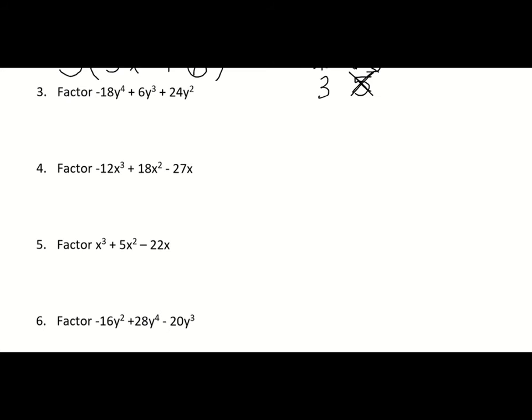Again, once you have factored, multiply it back out and just make sure it is giving you what you started with. Negative 3 and 4 makes negative 12. X and x squared makes x cubed. Negative 3 and negative 6 makes 18. X and x makes x squared. Negative 3 and 9 makes negative 27. And I accounted for the x. So we can be positive that we are correct.